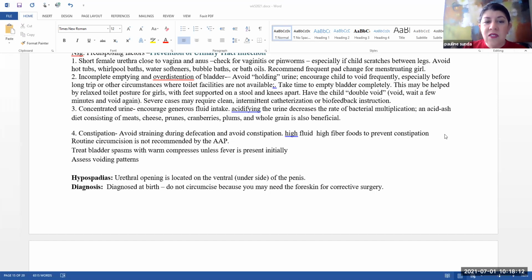Please note that routine circumcision is not recommended by the American Academy of Pediatrics. You can treat bladder spasms with warm compresses unless the fever is present initially. So if they have a fever, we don't want to put something warm on them. And as a nurse, it is very important for us to assess their voiding patterns.